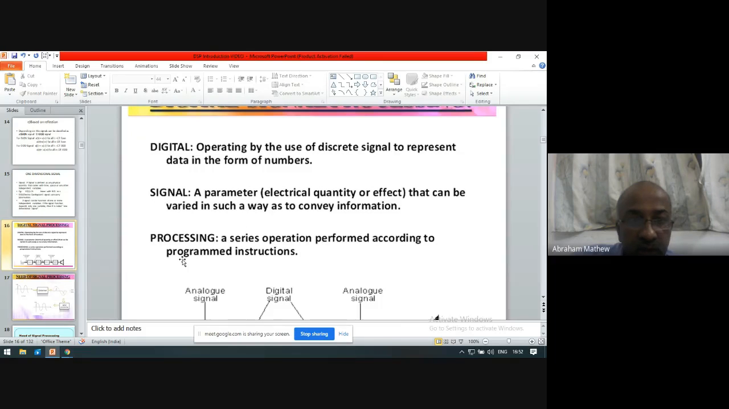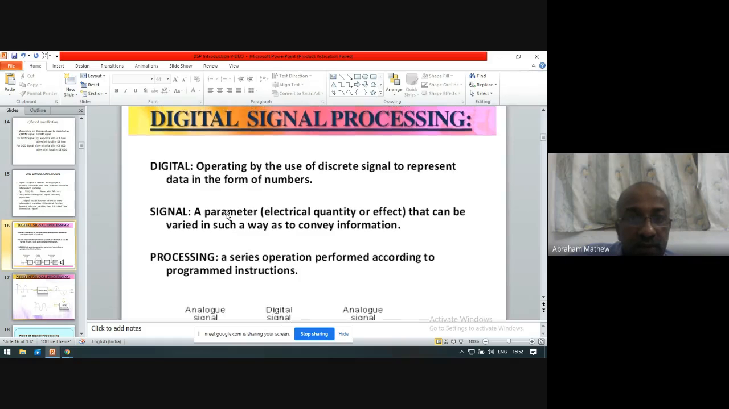When we are applying a digital signal processor or a computer for processing the signal, then that process, we know it is digital signal processing.